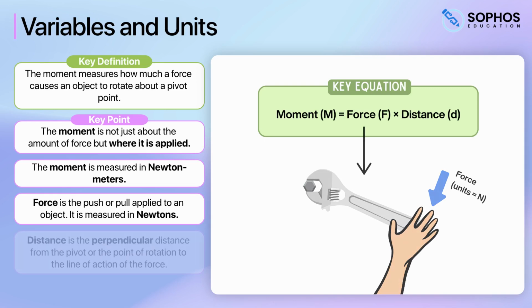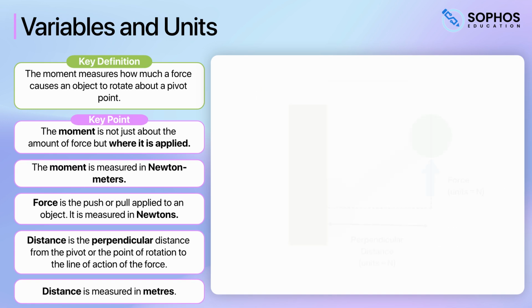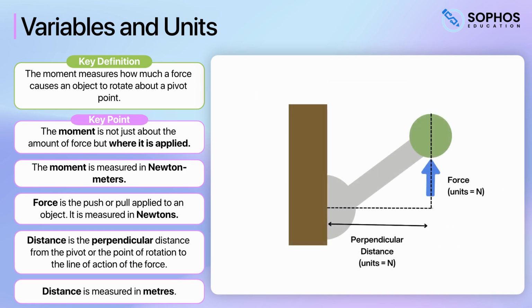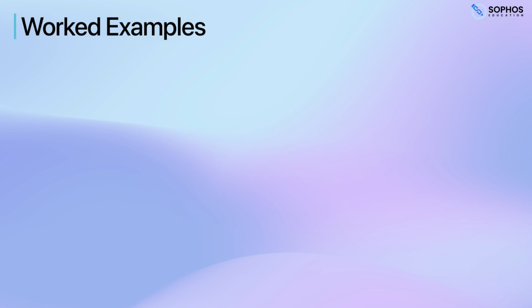Finally, we have distance. This is the perpendicular distance from the pivot or the point of rotation to the line of action of the force, measured in meters. It's essential that this distance be the perpendicular distance to ensure accurate calculations. Let's apply what we've learned to a few specific problems to consolidate our new knowledge.